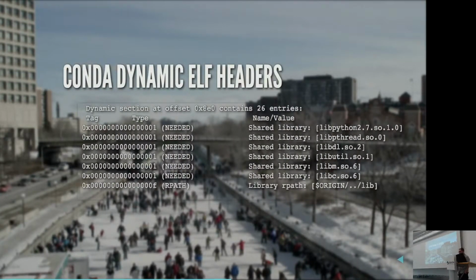So this is the ELF header. This is where the work is done. And you can see the RPATH. So in Conda, the only thing it has to set in this particular binary, because all of them are under lib, is that; that's the entire RPATH.